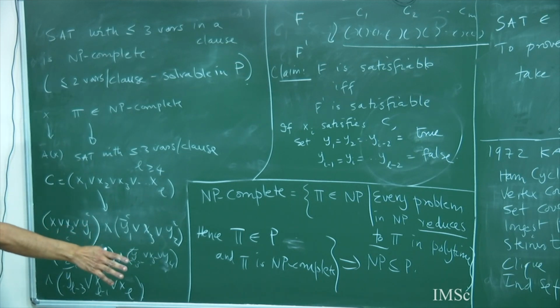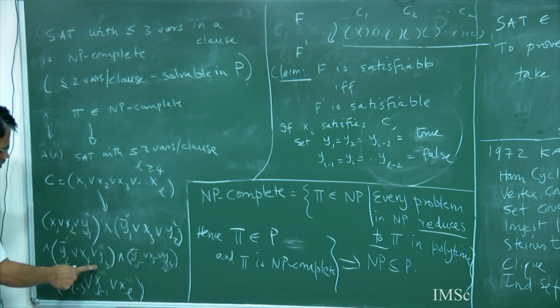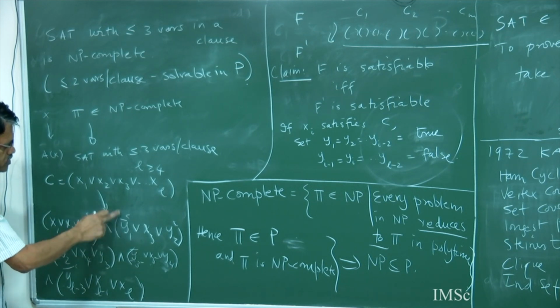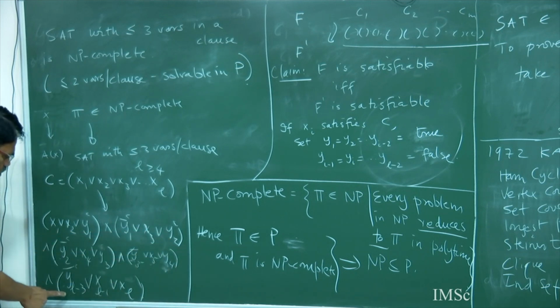If all the xi's are false, you can't satisfy this, because to satisfy this, this must be true, this must be true, all the yi's must be true, because otherwise how am I going to get this clause to be true? If y1 is true, this is false, x3 is false, so y2 has to be true. So everybody has to be true, which means that the last clause has to be false.